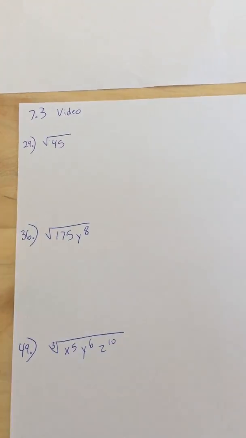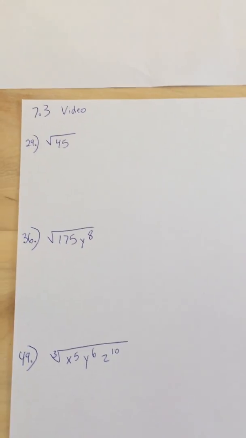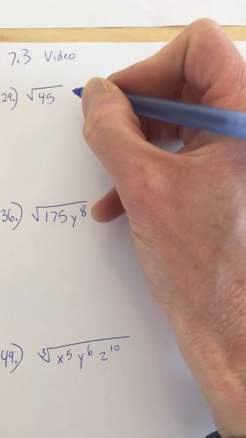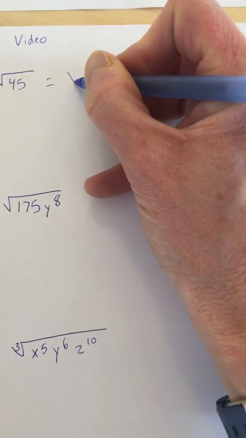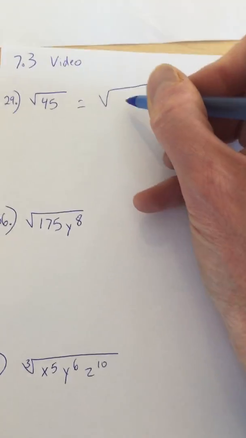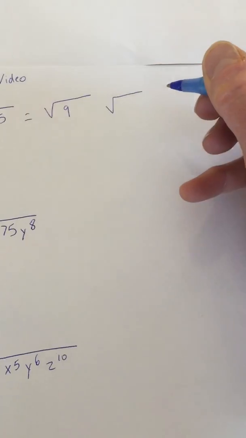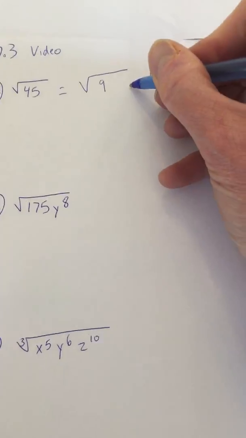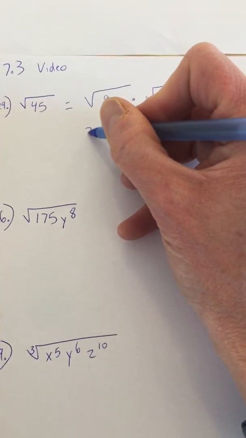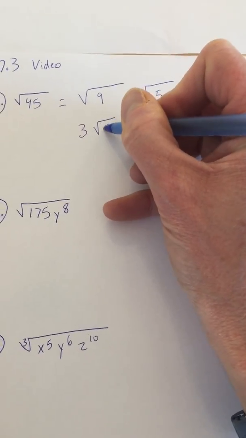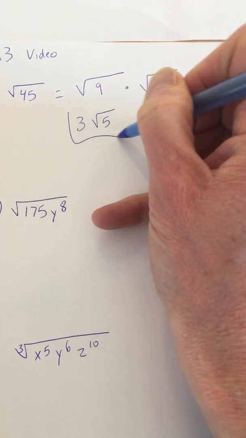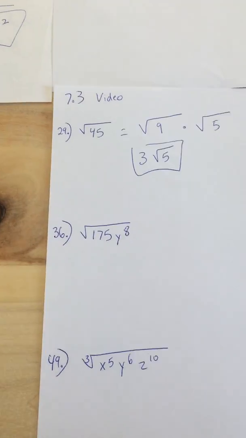Okay, 7.3 video, multiplying radical expressions. These first ones are just about simplifying, so you can think about this as the square root of 9, which I know, times the square root of 5. And the square root of 9 is 3, and then you cannot do anything more with the 5. So that's problem 29.